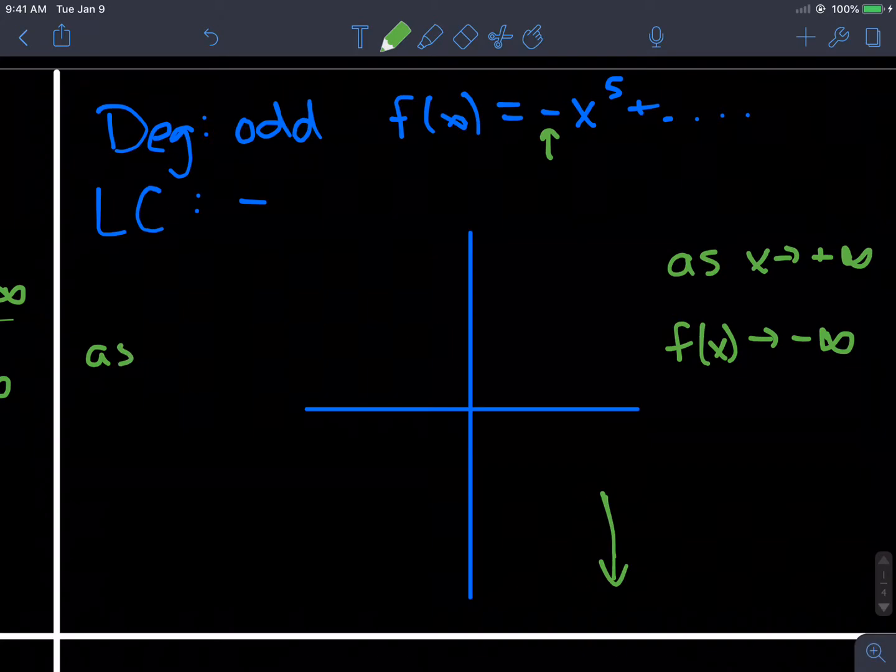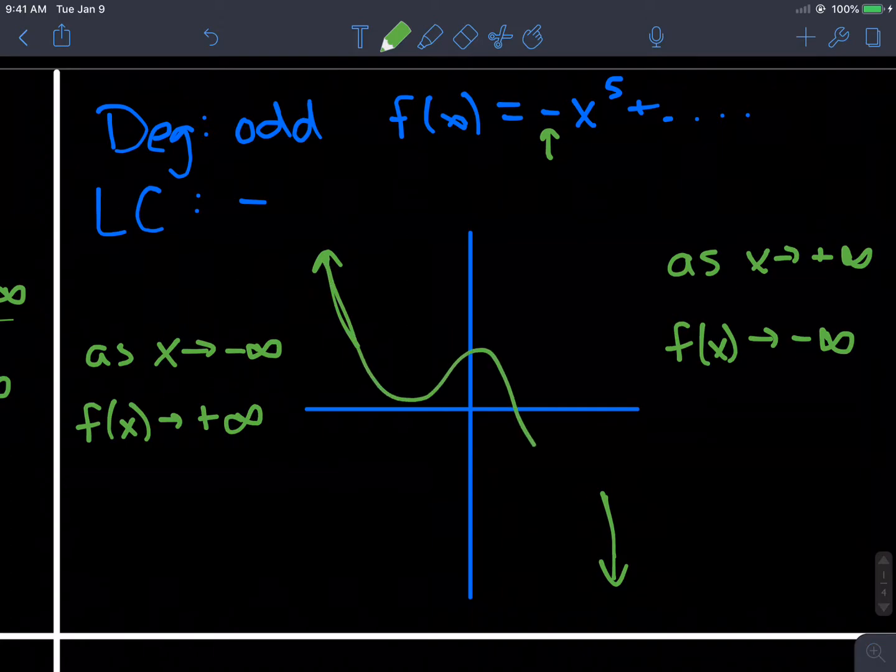Then looking at the left side of the graph, as x goes towards negative infinity, a negative to the fifth power is going to be negative, but then again that negative leading coefficient is going to make those positive. So here, if we plug in large negative values, we're going to get out positives. So as x goes towards negative infinity, f of x is going to go towards positive infinity.